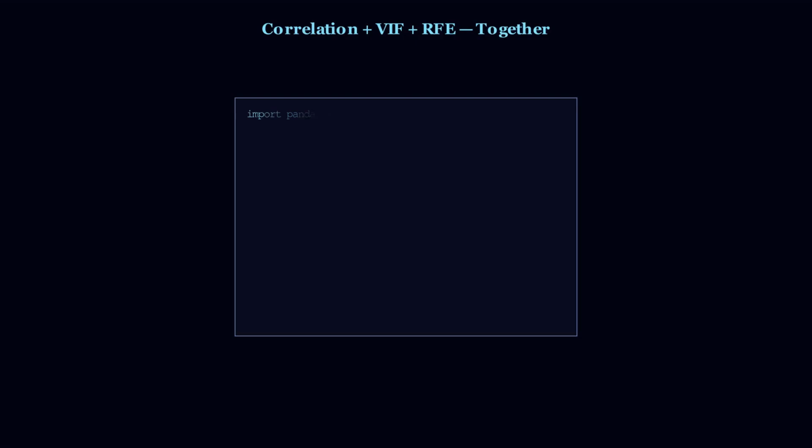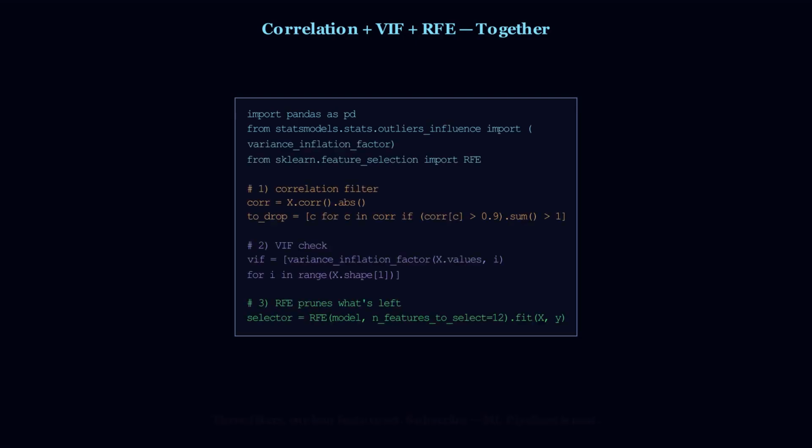In code, all three techniques stack together. Correlation filter first. Drop the obvious duplicates. VIF check second. Drop anything still fighting for credit. RFE last. Prune down to your target feature count. 3 filters, 1 lean feature set.